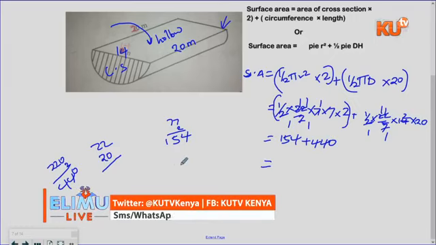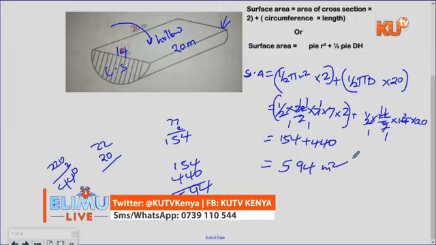Okay, so you have 154, you add to 440. So what do you get? 594 meters squared.